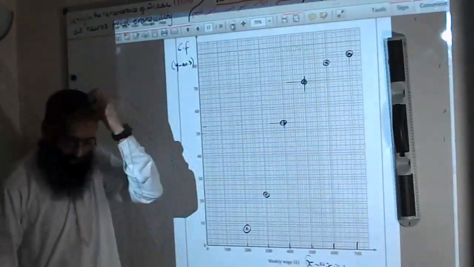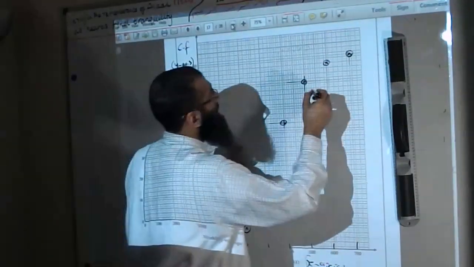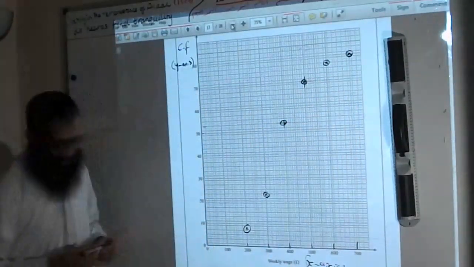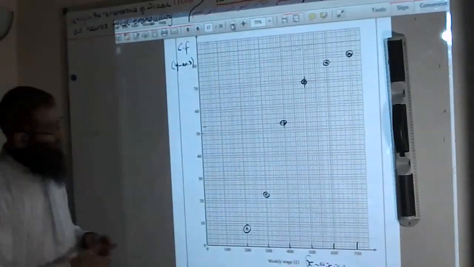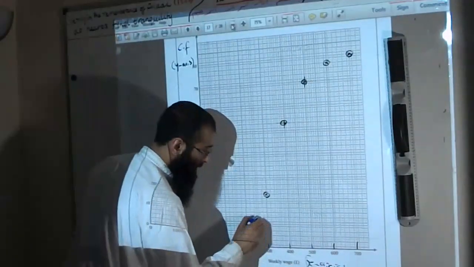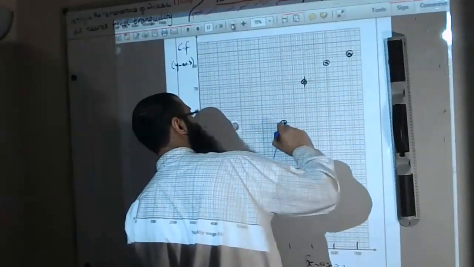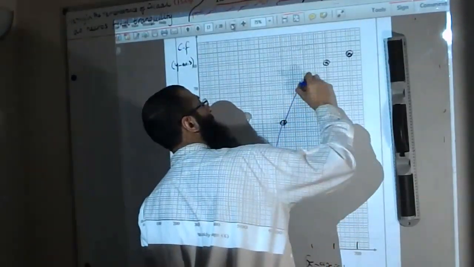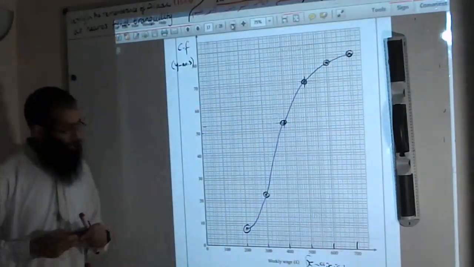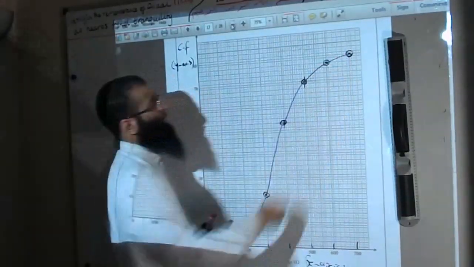Okay, right, I've got my points on there. Okay for that. Okay, now, what do we need to do now? We need to draw a nice curve. Okay. So our cumulative frequency, here's our first value to the last value.